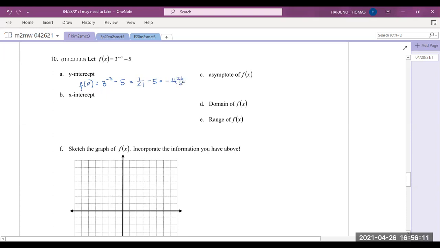26 over 27, almost negative 5. 0, comma, negative 4, 26 over 27. How about the x-intercepts?